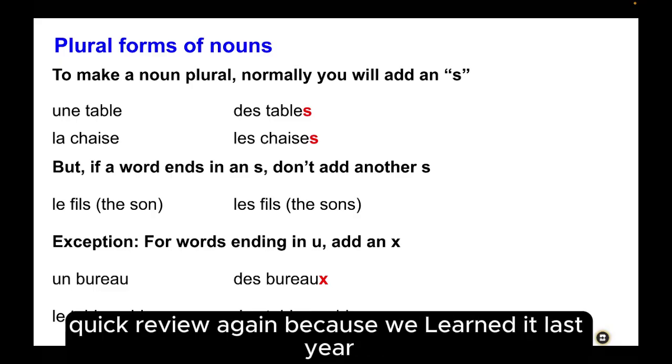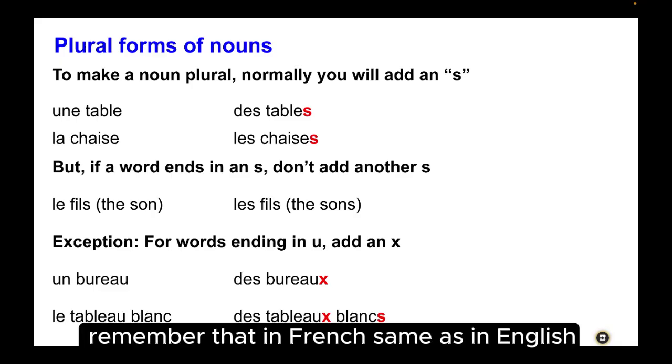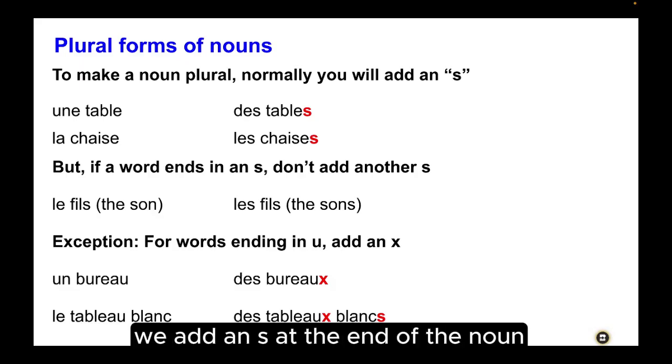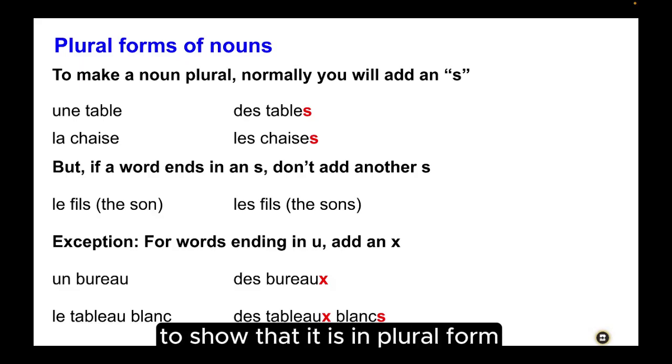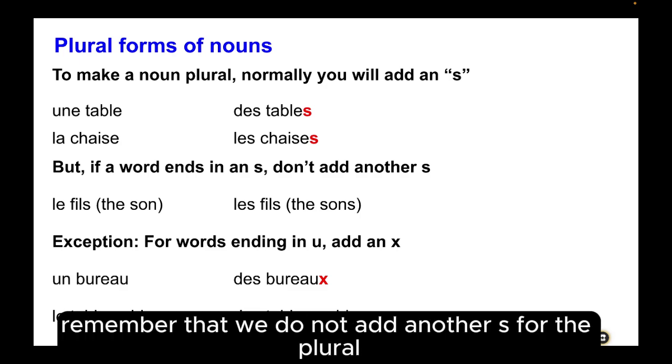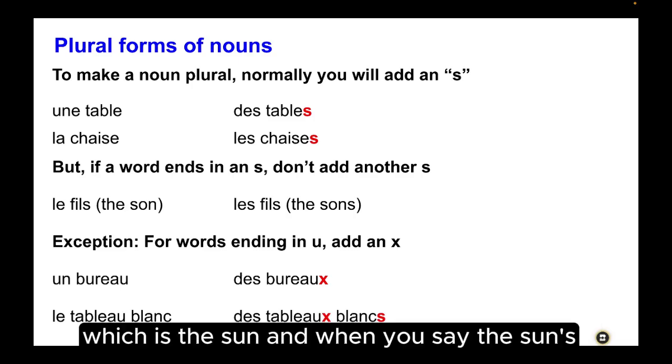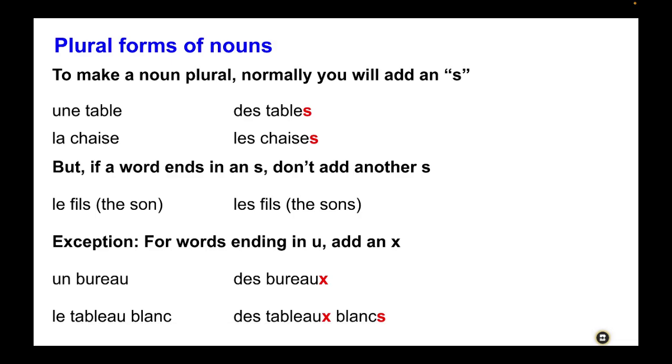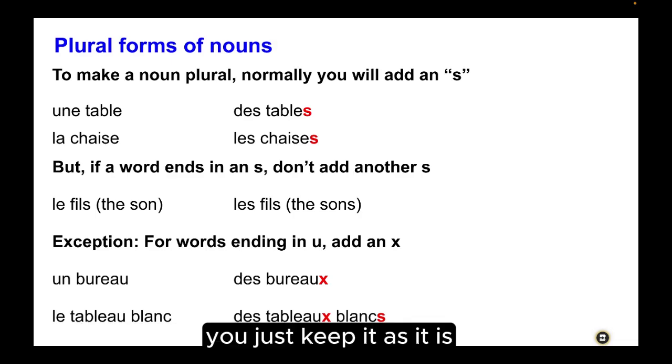Remember that in French, quick review again, because we learned it last year. Remember that in French, same as in English, we add an S at the end of the noun to show that it is in plural form. There are some words that already end with an S. Remember that we do not add another S for the plural, like le fils, which is the son. And when you say the sons, it's going to be les fils. You do not add another S. You just keep it as it is.